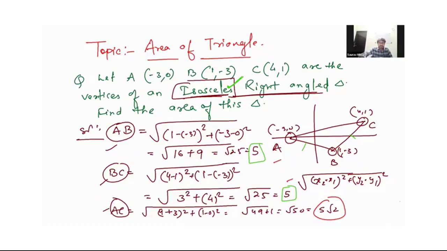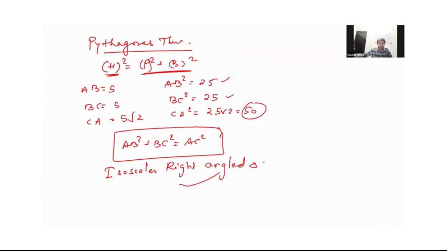So the area of the given triangle will be calculated as half base into height. Write it as height, not h. Base into height or perpendicular is also correct. You can take it as height or perpendicular.